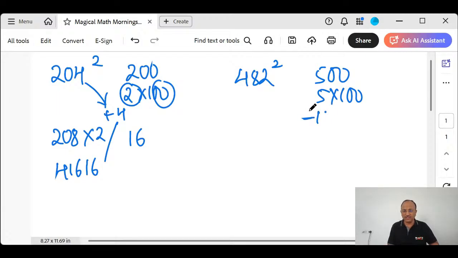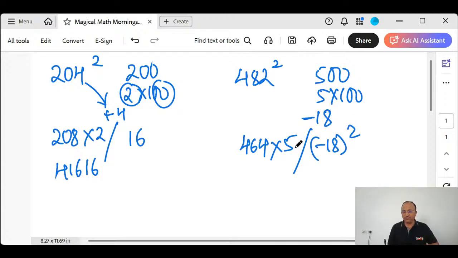So what we'll do in the first step? 482 minus 18 we'll do, 464, into 5 we have to do, the sub base. And on the right hand side, what we'll do? Minus 18 square. Correct? 464 into 5, what we'll do? 4640 by half, that is 2320. Correct? And 18 square is 324.